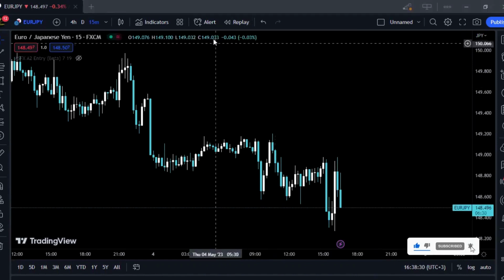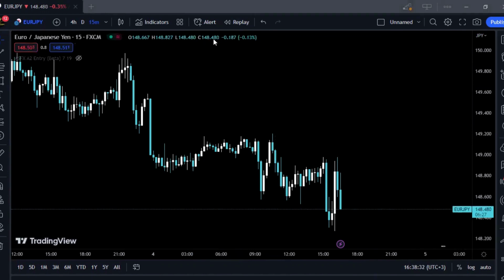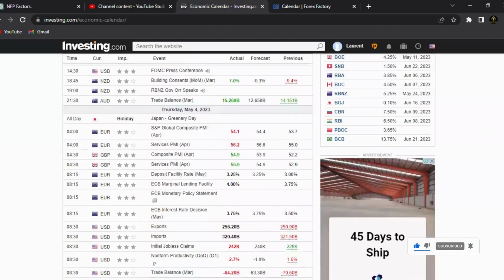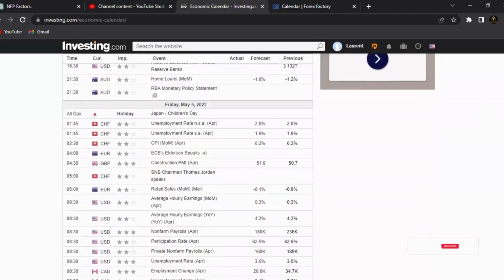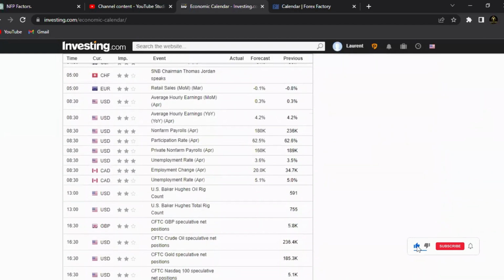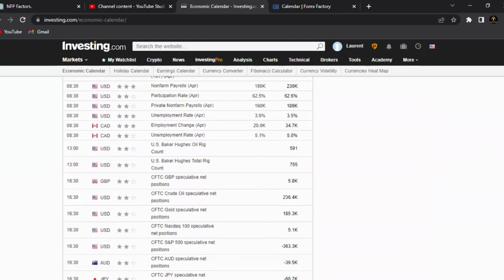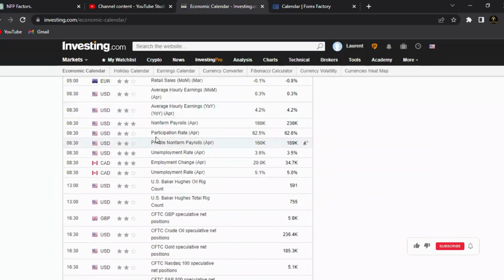Cool. So the NFP is the non-farm payroll. It's a US event, for those that don't know it, and one of the most volatile fundamentals for the US. Where is it at? Right here. Non-farm payroll for April. The previous report was at 236K. Currently, it's forecasted to come out at 180K.